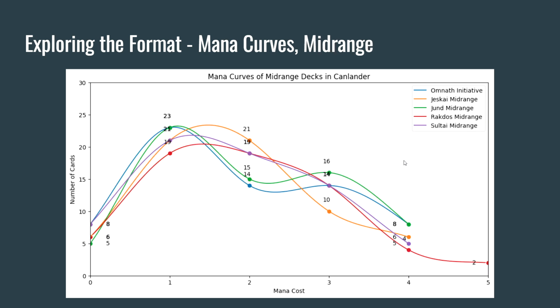Okay, let's talk about some midrange decks. I've chosen 5. I've chosen Omnath Initiative, Jeskai Midrange, Jund Midrange, Rakdos Midrange, and Sultai Midrange. So Omnath Initiative is a 4-color deck that has triple Mox, it has a bunch of mana dorks in it, and it's really looking to play haymaker 3 and 4-drops over the course of the game. Which means that, in a sense, it kind of jumps the curve.